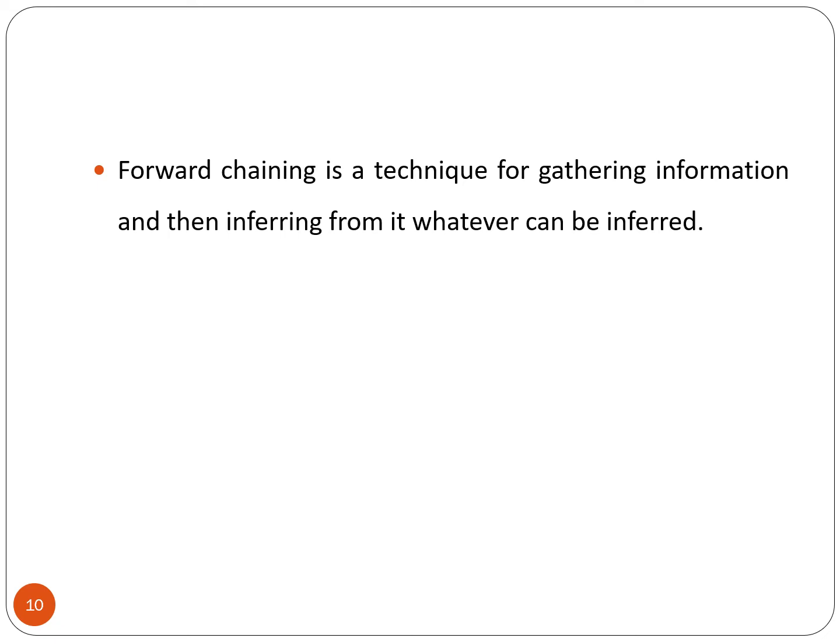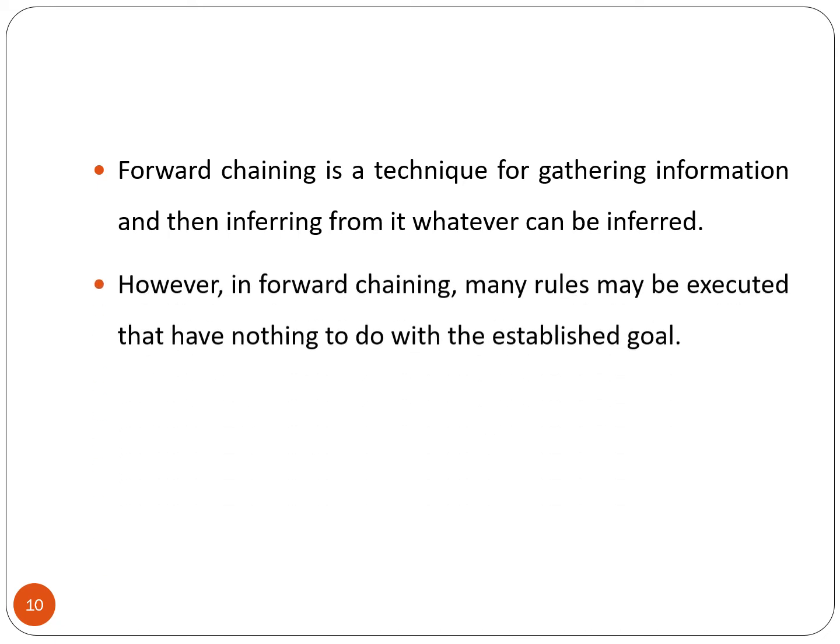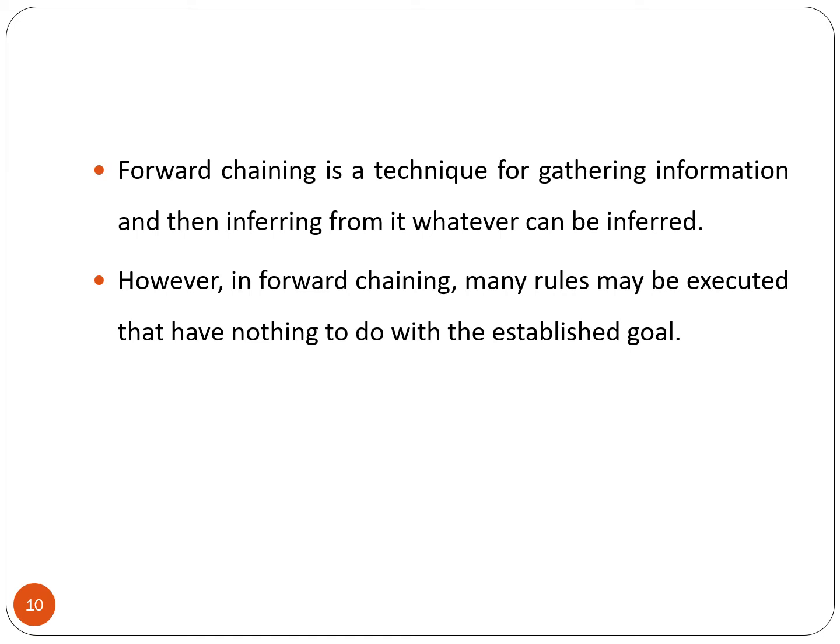Forward chaining is a technique for gathering information. If you look, you don't care what the result is at the end. If the system can execute, all the rules will be executed. However, in forward chaining, many rules may be executed that have nothing to do with the established goal. Sometimes you identify the goal, but there might be many rules that you execute that have nothing to do with it.